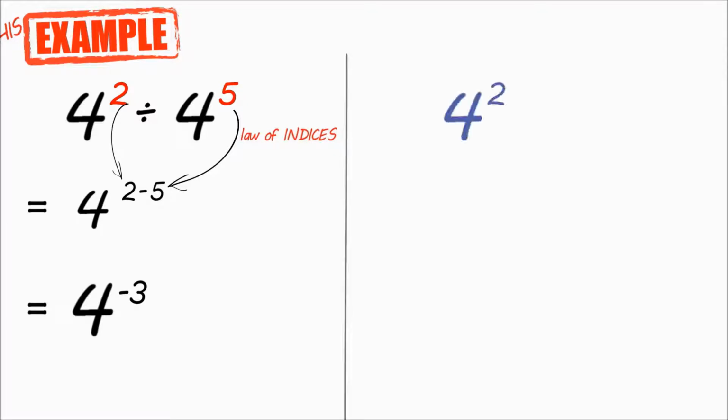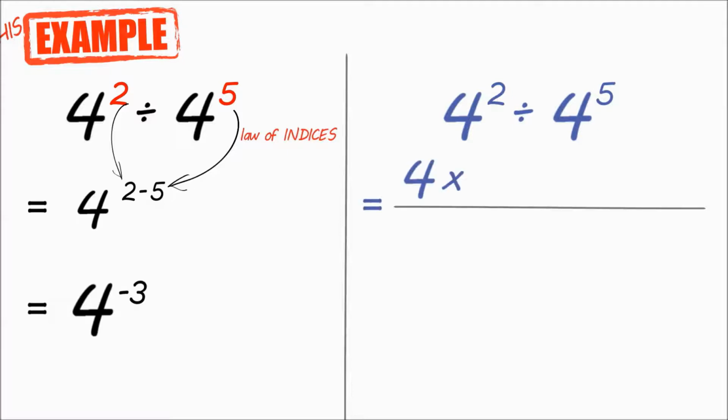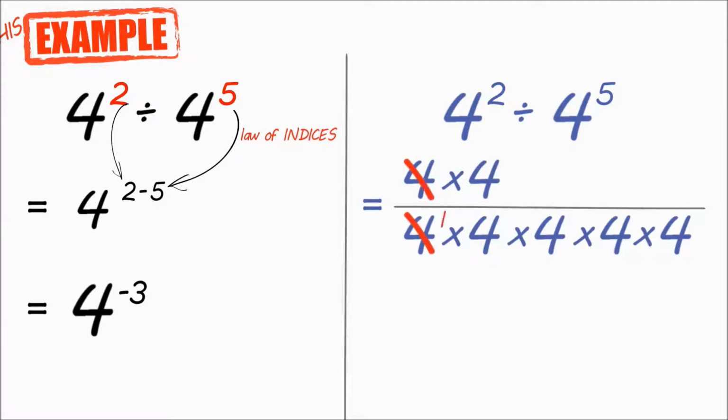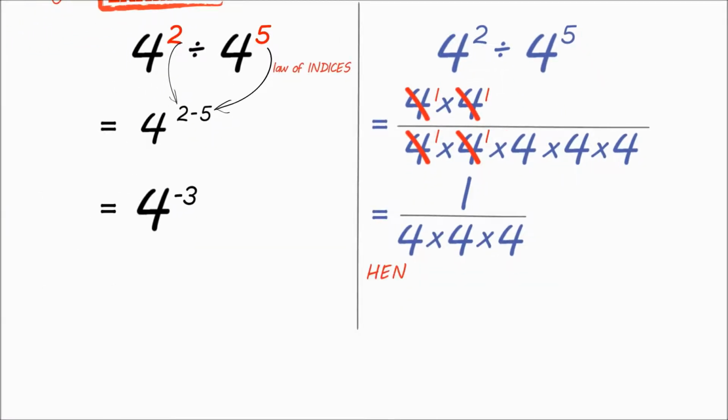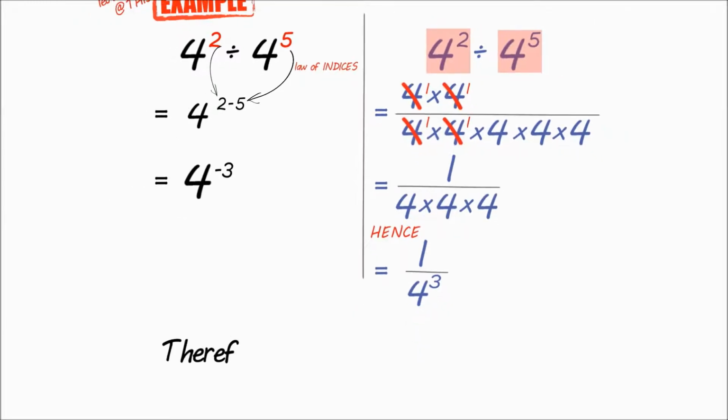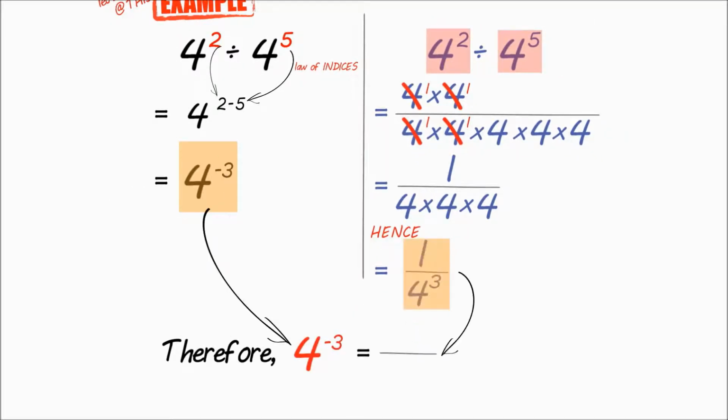Similarly, we can simplify 4 squared divided by 4 to the power of 5 by dividing each pair of 4 by its common factor to get 1. Again, the numerator will only be left with 1 and the denominator is left with 4 times 4 times 4. Hence, 4 squared divided by 4 to the power of 5 is equal to 1 over 4 cubed. Therefore, 4 to the power of negative 3 is equal to 1 over 4 cubed.